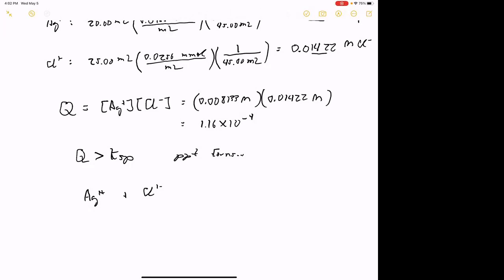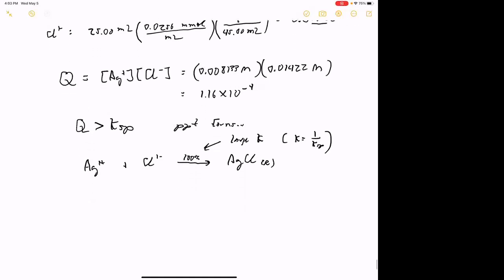Big number. Big, really huge, right? So if I have a really huge number, I use ICF, right? So in other words, I flipped the KSP reaction here. So now I have a large K for this. That K is equal to 1 over the KSP, which is a really big number. So we're going to assume this goes 100% to the right, at least at our first crack here.